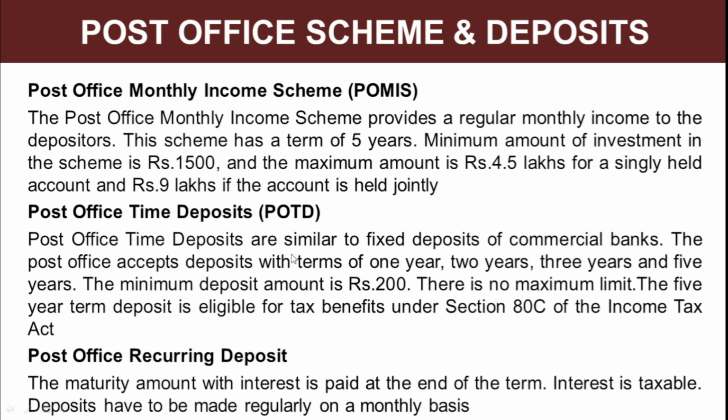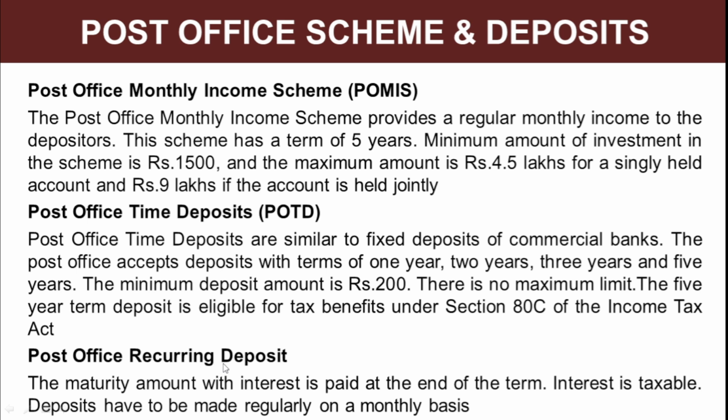Now this post office time deposit is eligible for tax benefits under section 80C, and only the post office time deposit. When we talk about the post office recurring deposit, it is not eligible for taxation. So post office time deposit is eligible under 80C for tax deductions. Now the current interest rate that is being offered under this time deposit is 5.5%. For POMS it was 6.6% and for POTD it is 5.5%.